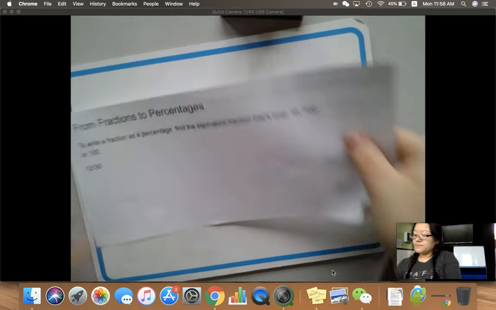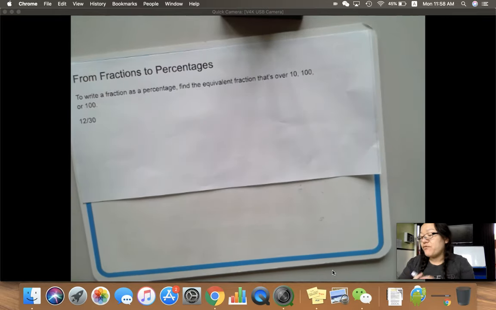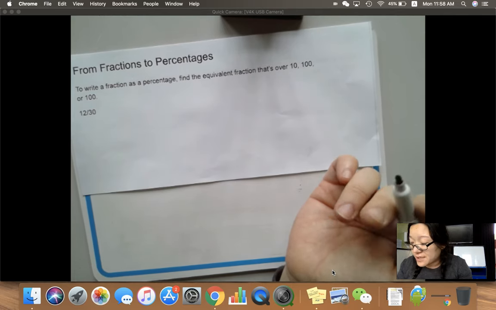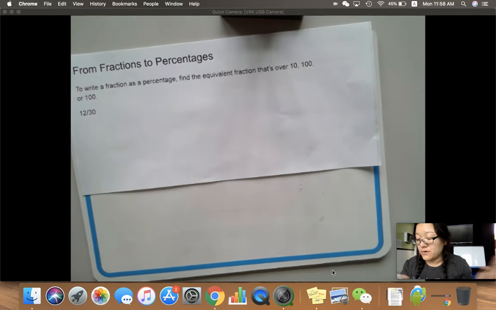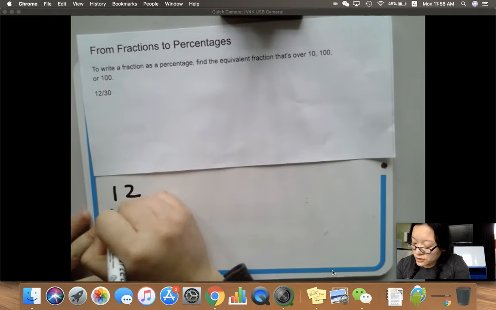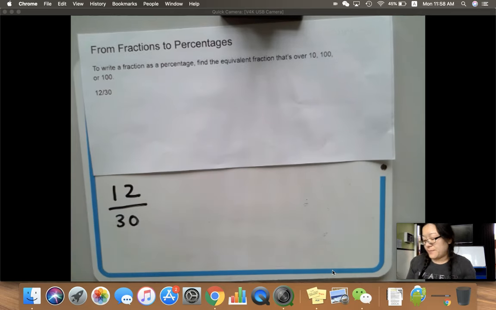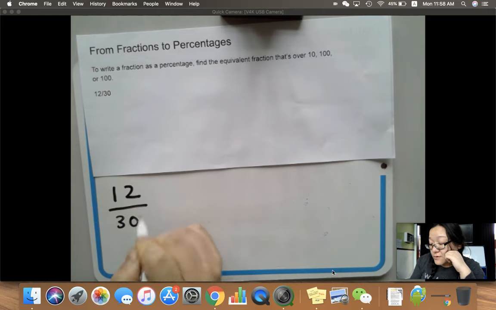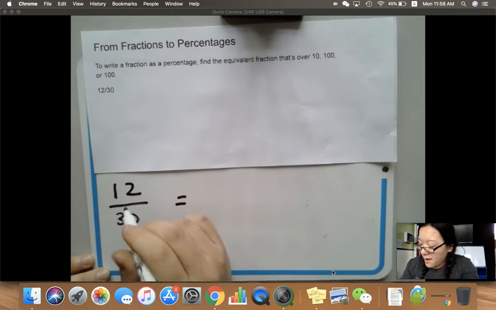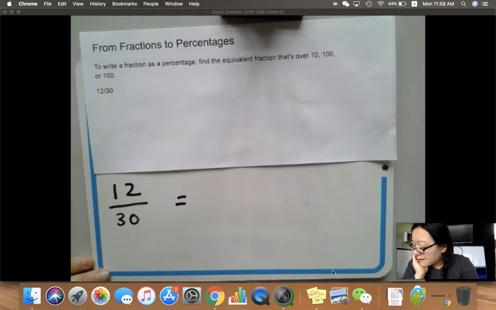So let's have a look at going from fractions to percentages. To write a fraction as a percentage, the first thing you have to do is find the equivalent fraction that is either over 10 or 100 or 1,000. So let's have a look. Say we've got 12 over 30. Okay, how do I convert that to over 10 or 100? Well, first of all, I think I'm going to simplify it. That would make it a bit easier. So 12 over 30. It looks like they can both be divided by 10.